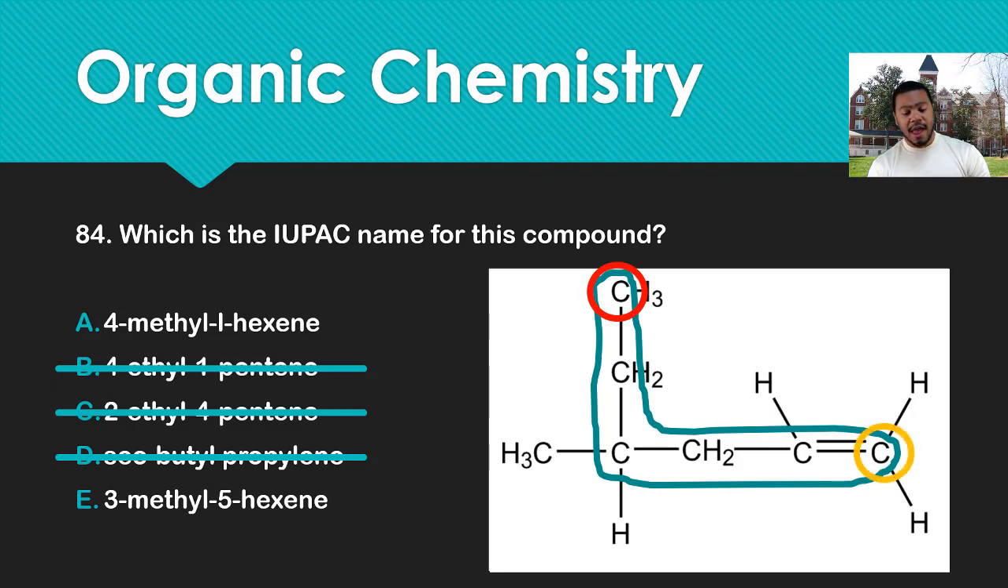The actual answer is that we start with the carbon that's closest to the double bond, so we start our count in this direction: 1, 2, 3, 4, 5, and 6, which means the methyl group is attached to carbon number 4. So the actual answer choice here is A, 4-methyl-1-hexene.